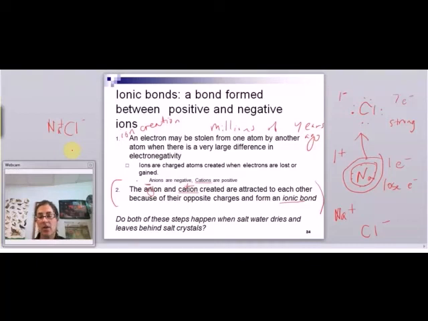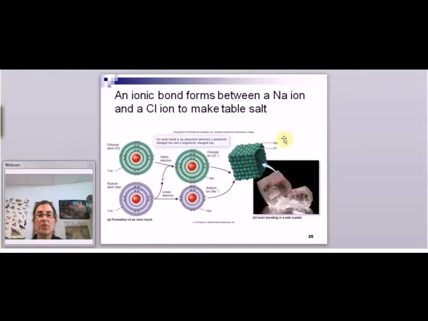And ionic bonds will typically form crystals. And so you're familiar with a crystal of table salt. This is a crystal of table salt magnified. Let's see here. And so this is showing you the figure from your textbook.